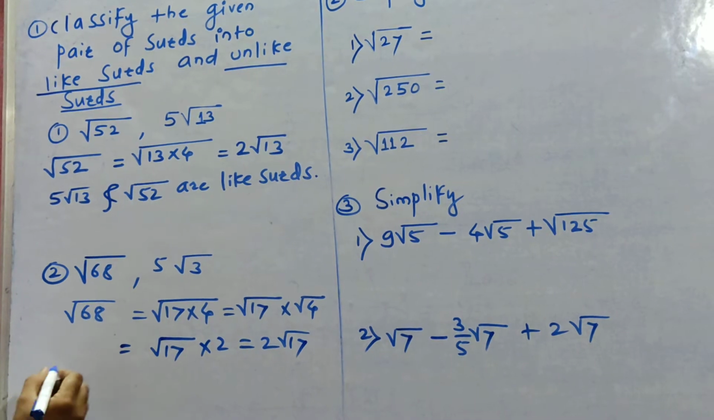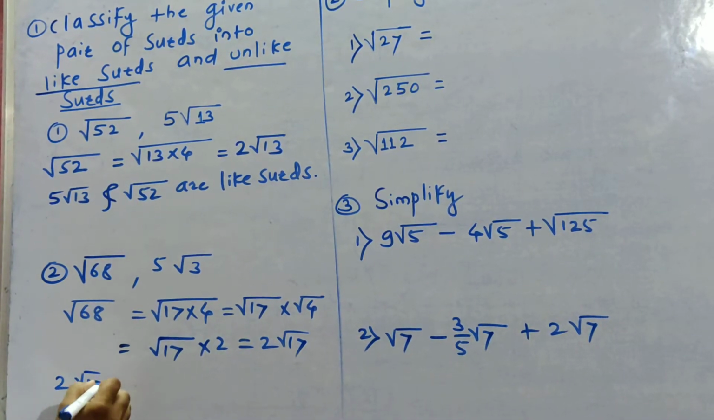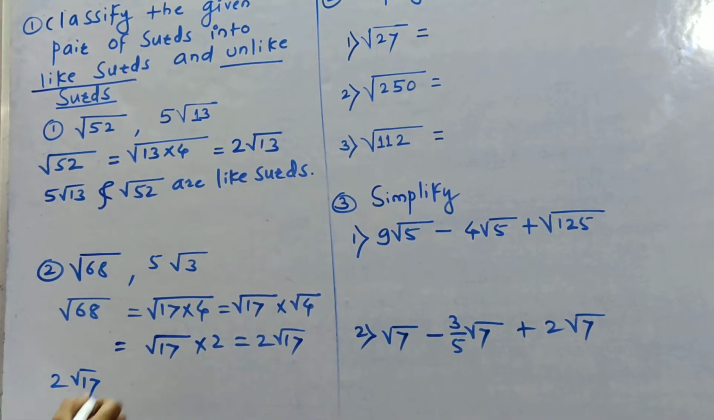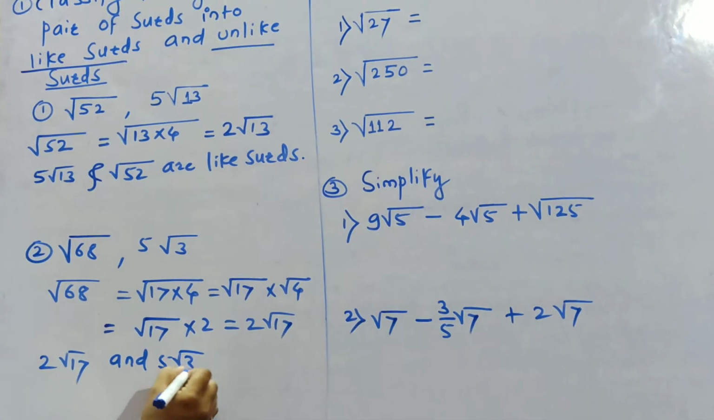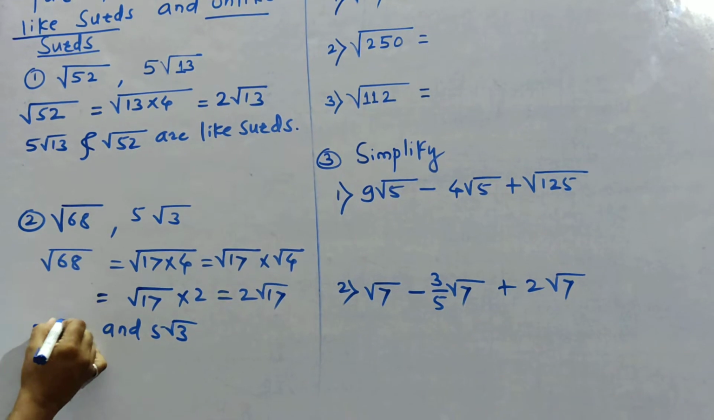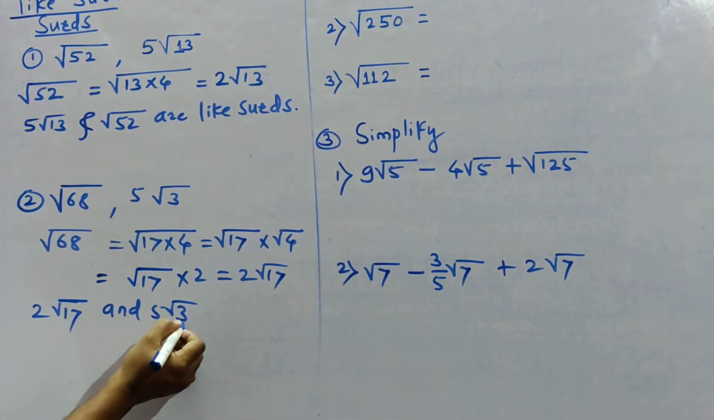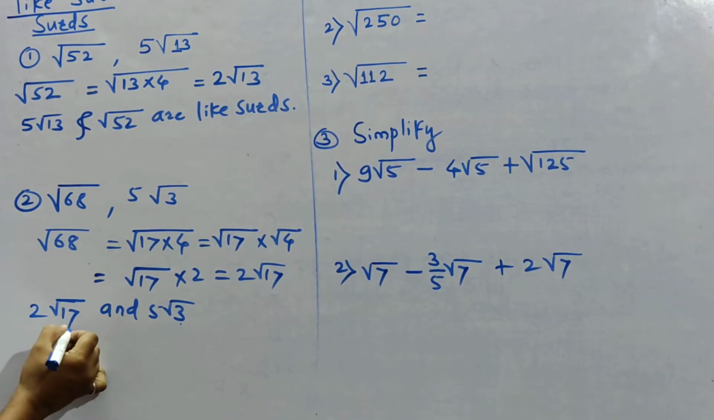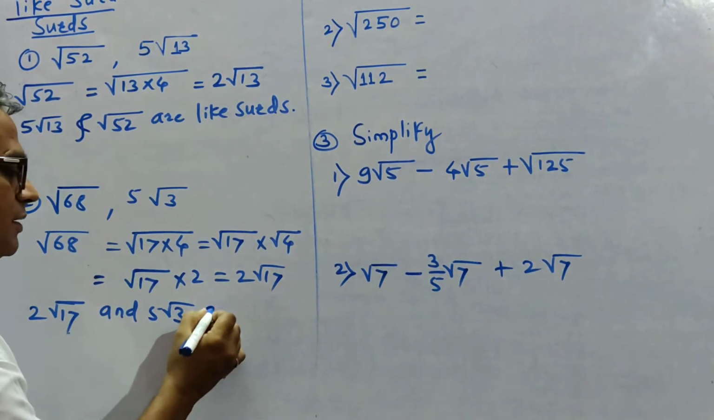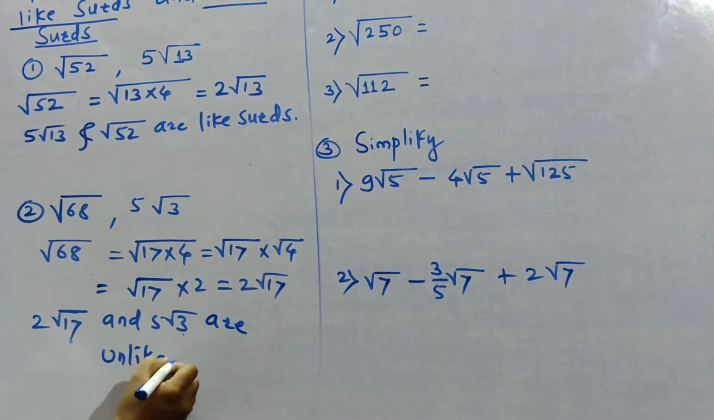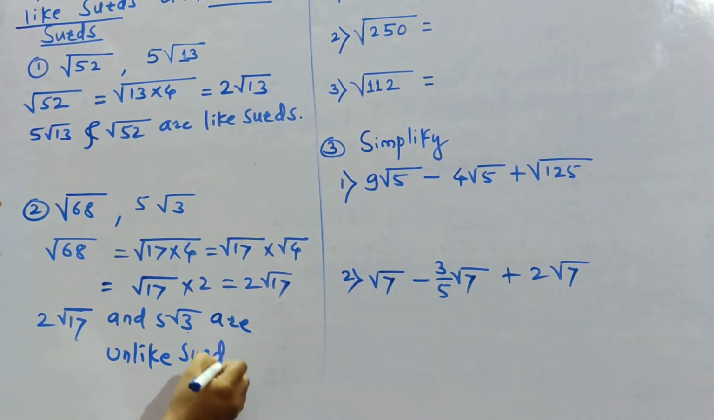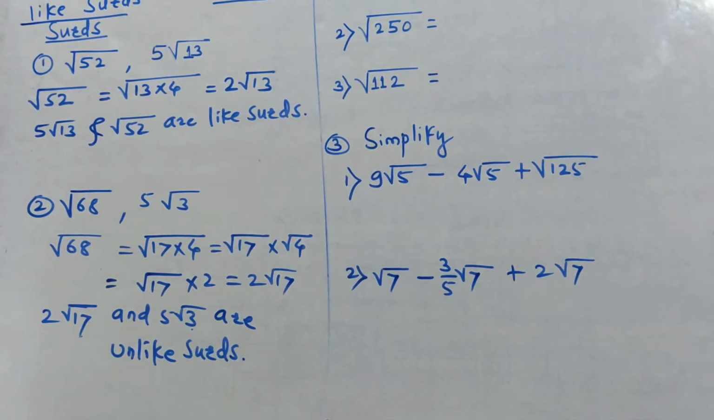Now you can see that 2 root 17 or root 68 and 5 root 3 are unlike, because if you see the radicands are different. Here it is 3, here it is 17. So they are unlike surds. So we can't add or subtract unlike surds.